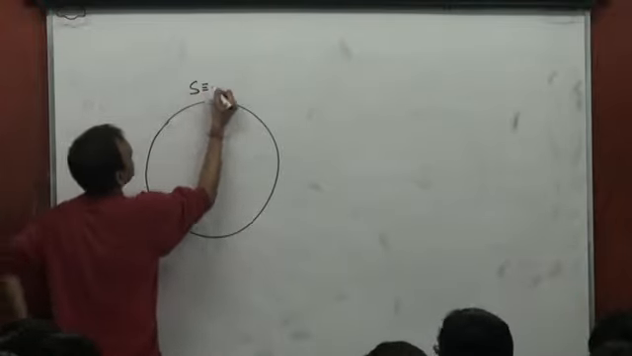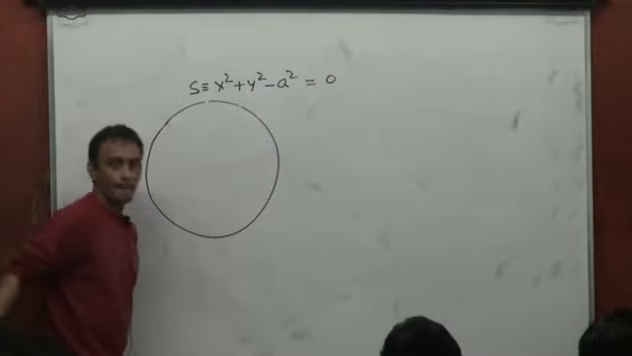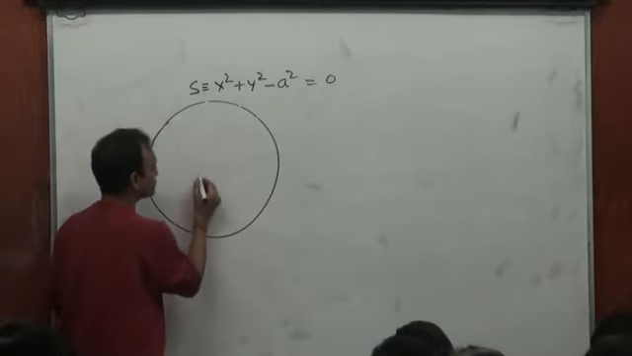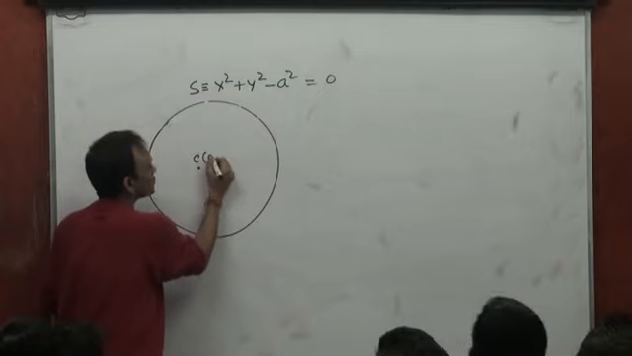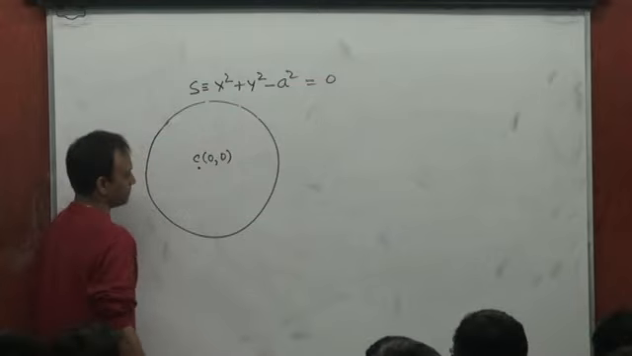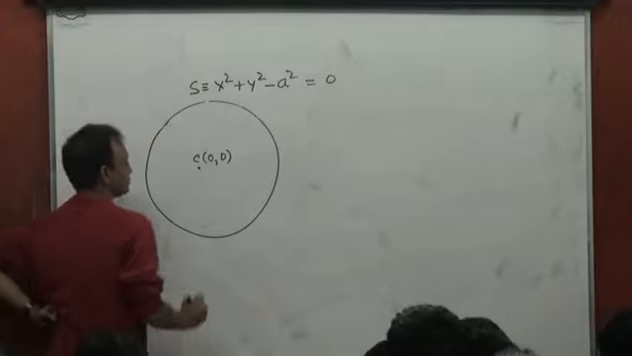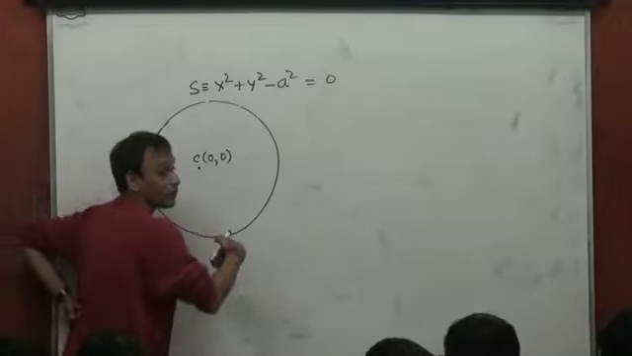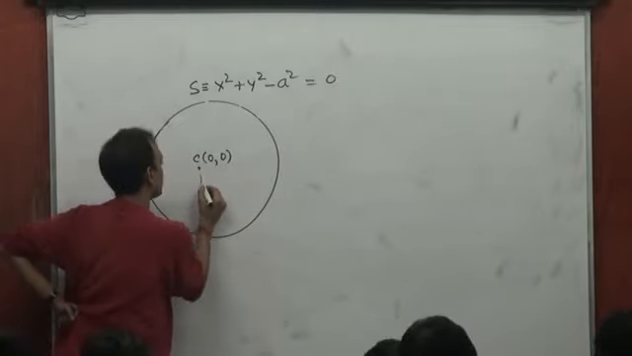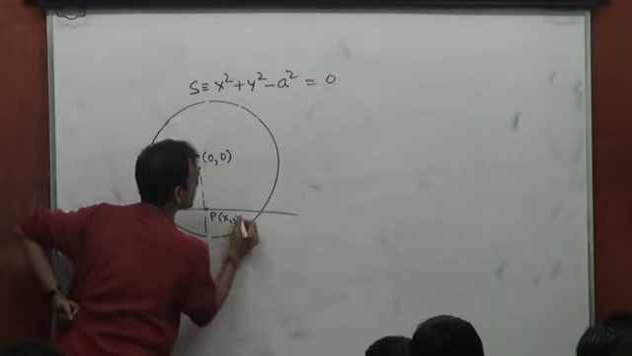Let's say this is a circle S, which is x squared plus y squared minus a squared equal to 0. This is the center, which is 0, 0 for this circle. Clear? Now, say x1, y1 is a point inside the circle. So the point x1, y1 is inside the circle.